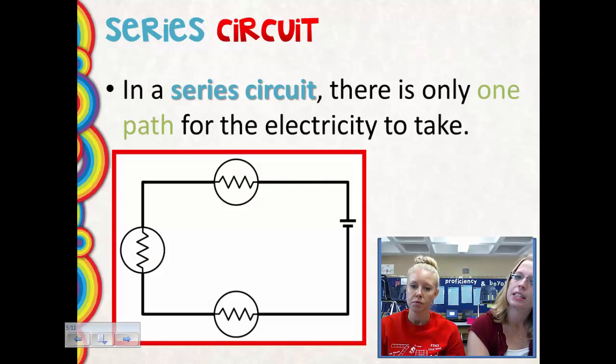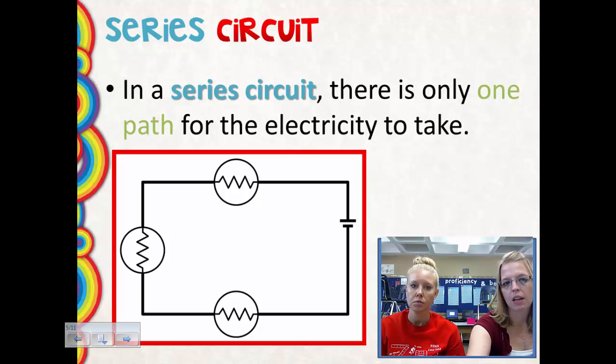Yep. Okay, series circuit. In a series circuit, there's only one path for the electricity to take. So if you look at that circuit on the screen, the electricity will leave the battery and it's going to go through each light bulb one at a time. And it has to go through the first light bulb in order to reach the second light bulb. So if the first light bulb is broken, the electricity can't flow anymore. So then the other light bulbs won't light up.